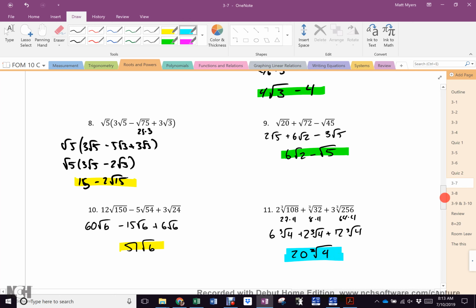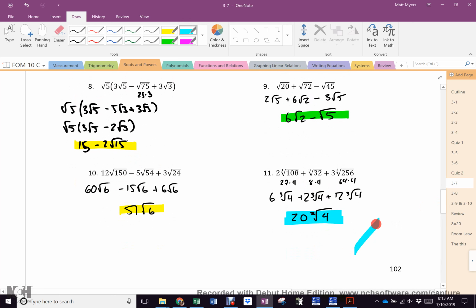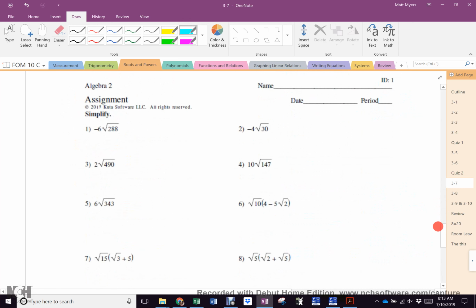Making that page out of 22. Turn the page over. That's 144 times 2, so that's negative 72 root 2. That is done. That doesn't change. That's negative 4 root 30. That is 49 times 10, so that's 7. That is 14 root 10.